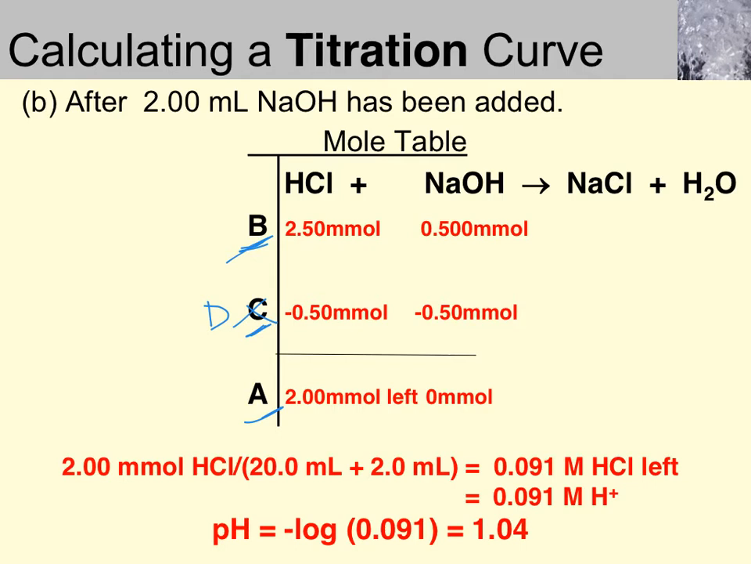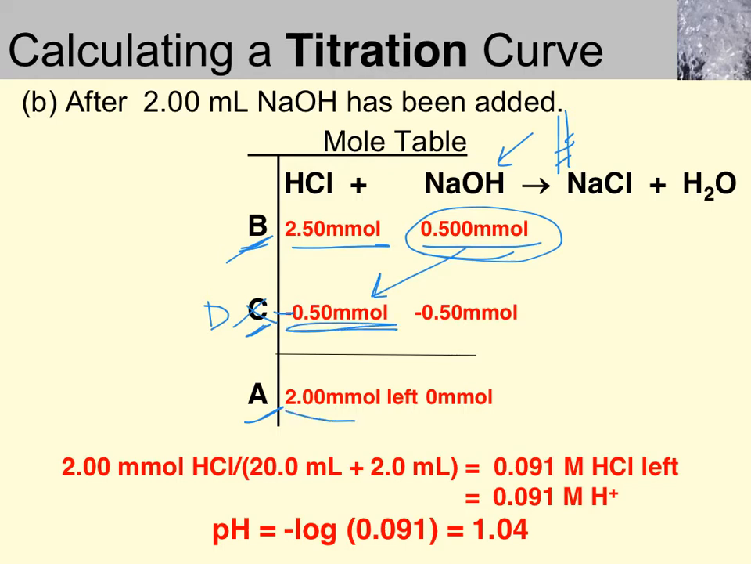So again, as I said in the previous slide, we started with 2.5 millimoles of hydrochloric acid. We've added 0.5 millimoles of the titrant, sodium hydroxide, from the burette. And all of this is going to react because it's a strong base, so we subtract the 0.5 millimoles of sodium hydroxide, and we are left with 2 millimoles of the hydrochloric acid that have not reacted yet. Of course, all of the sodium hydroxide will be reacted. There'll be none left at the end of that reaction. And now, knowing that we have 2 millimoles of hydrochloric acid left, we can figure out the pH.